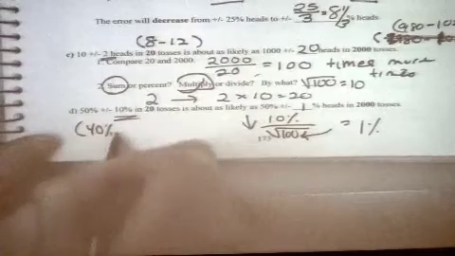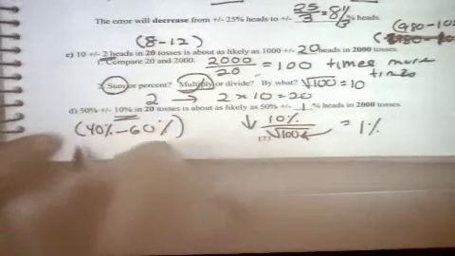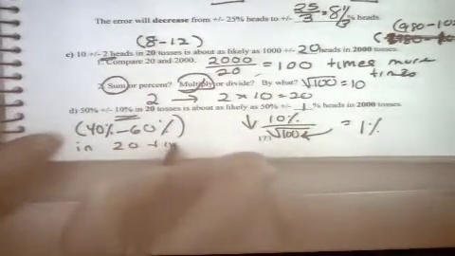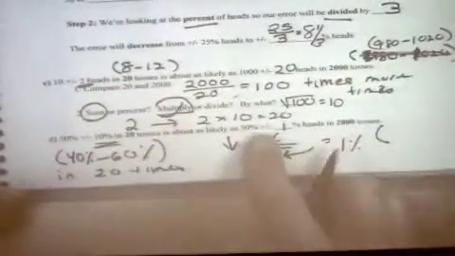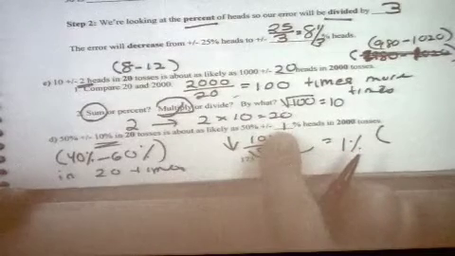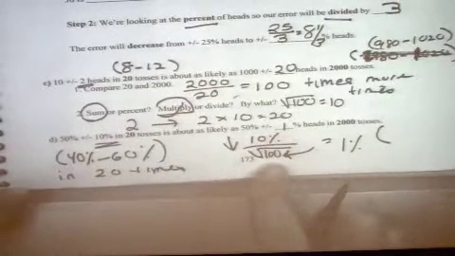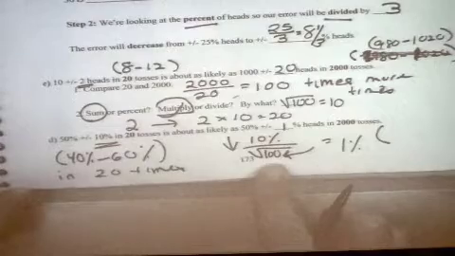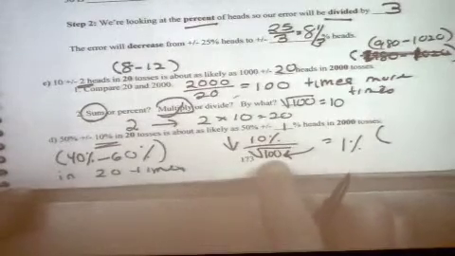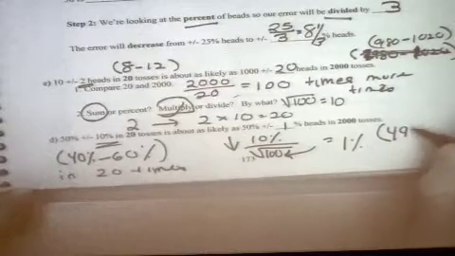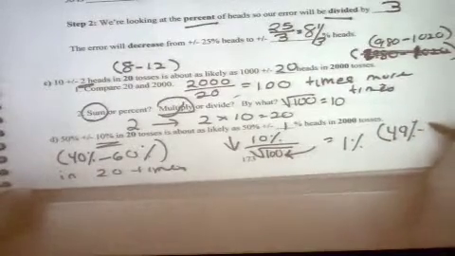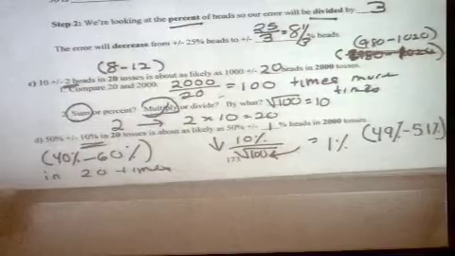In other words, 40% to 60% in 20 tosses is equally likely to what in 2,000 tosses? And did I do that wrong? I did that right. It's equally likely to what? 49% to what? 51%.